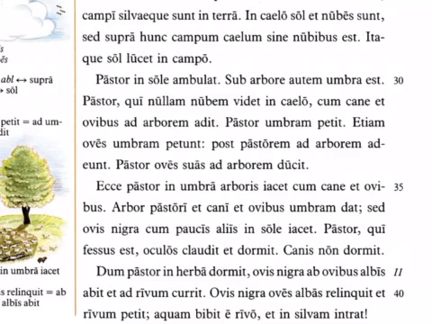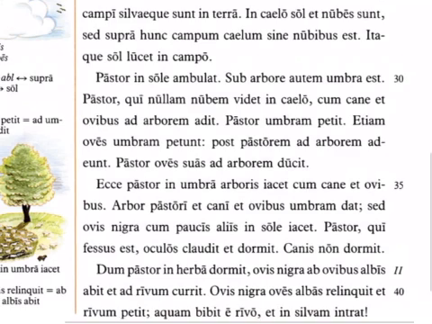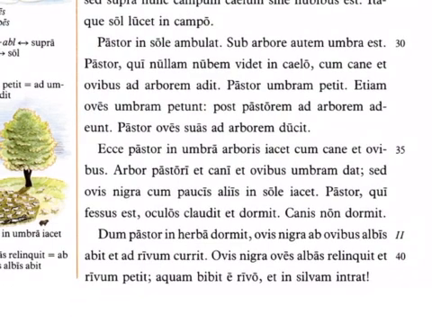Pastor umbrum petit. The shepherd seeks out shade. Okay, so petit, new verb in this chapter. It means to seek or look for, to aim at, to go after a thing. Etiam oves umbram petunt. Also the sheep seek shade or shadow. Post pastorem ad arborem adiunt. They go to the tree behind the shepherd, or after the shepherd if you prefer.